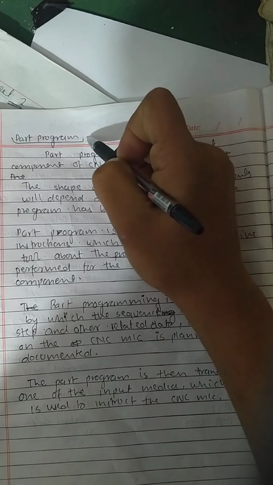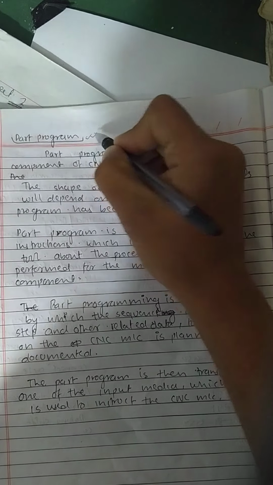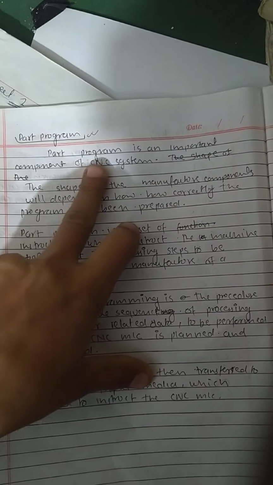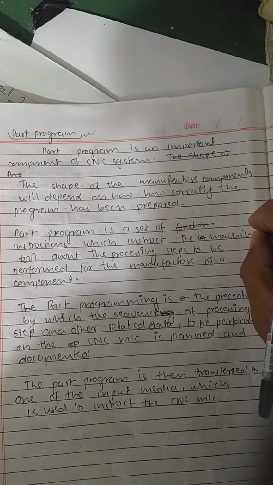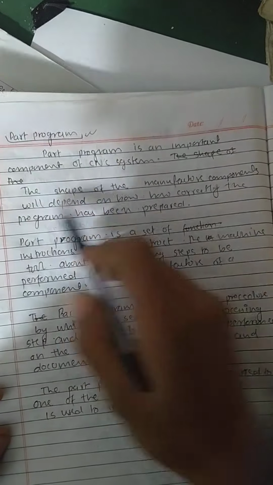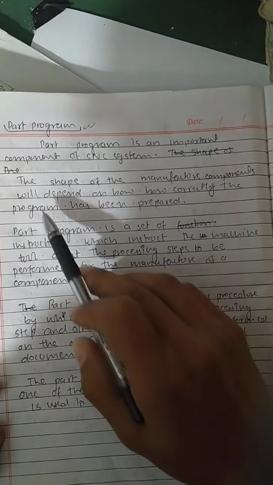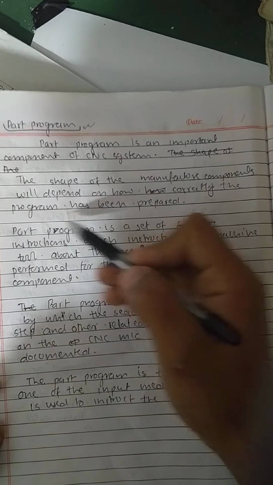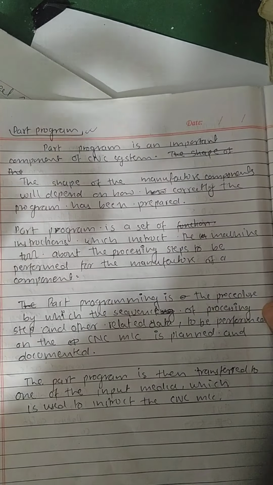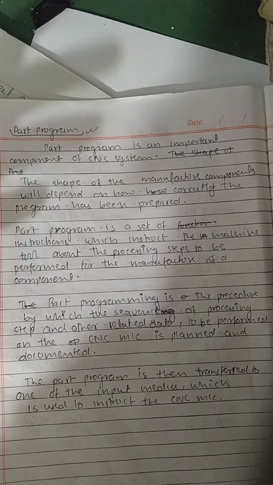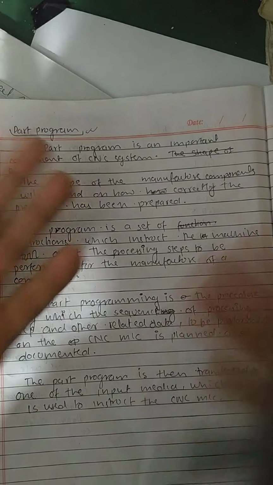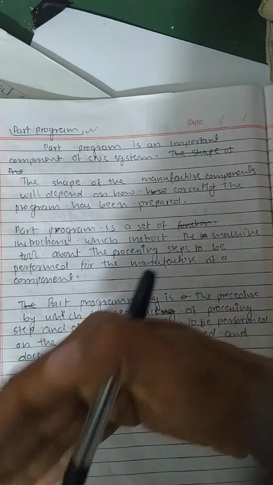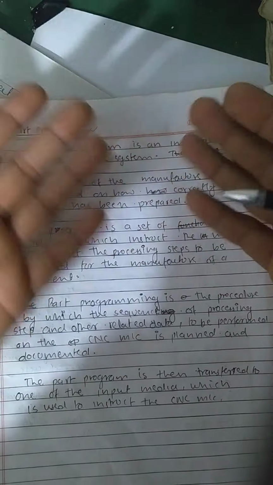Okay, let's do the part program. What is a part program actually? Part program is an important component of a CNC machine. The shape of the manufactured component will depend on how correctly the program has been prepared. If our written program is not correct, then it will produce what we have programmed, not what we want to obtain.